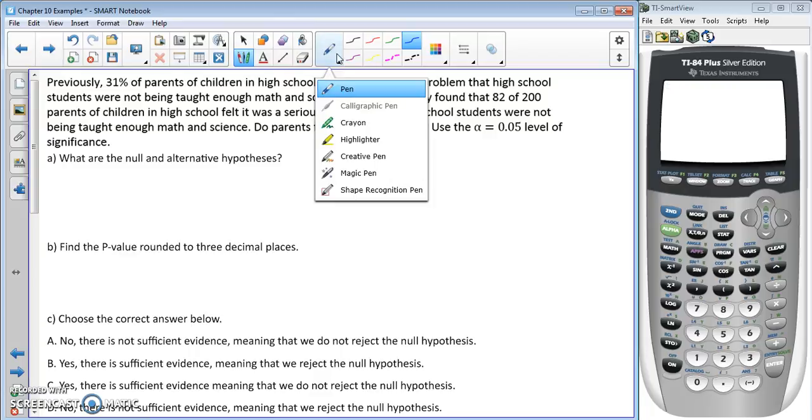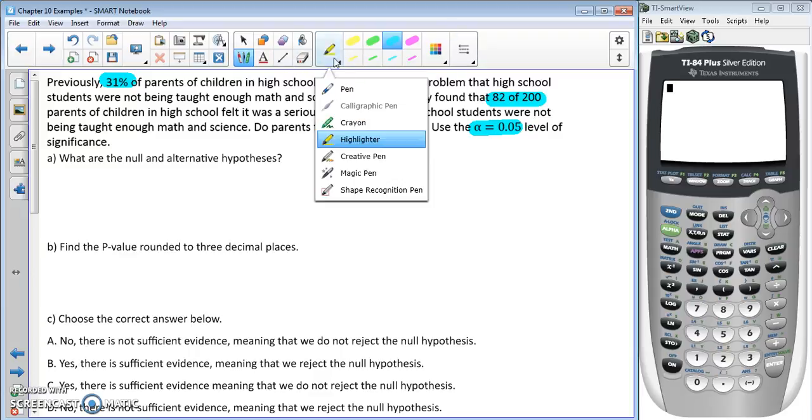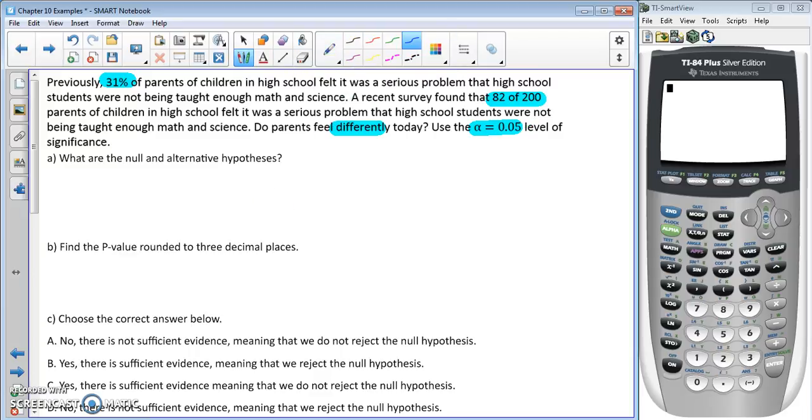So we have here that 31% of parents of children in high school felt it was a serious problem. We're looking at 82 of 200. I wonder if they feel differently, and our alpha is 0.05. And again, that's the probability of making a type 1 error. So first we want to write down our null and alternative hypotheses.